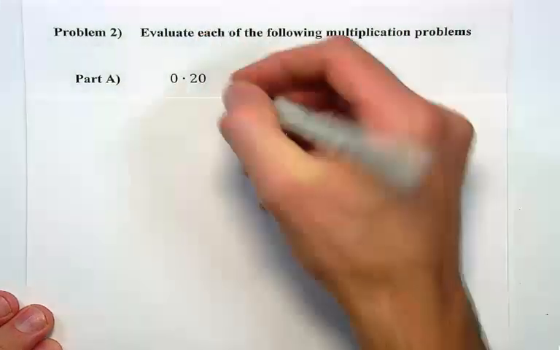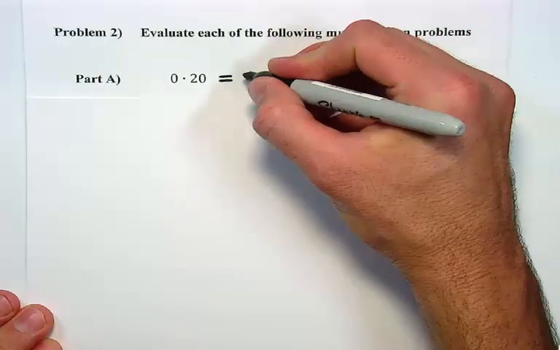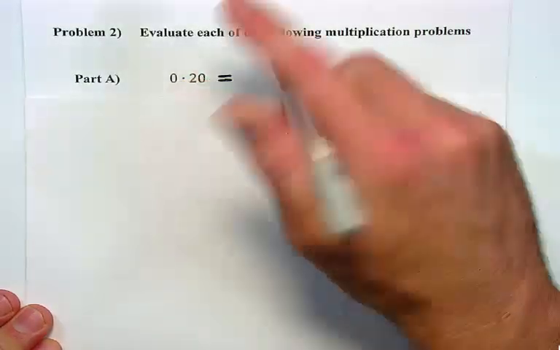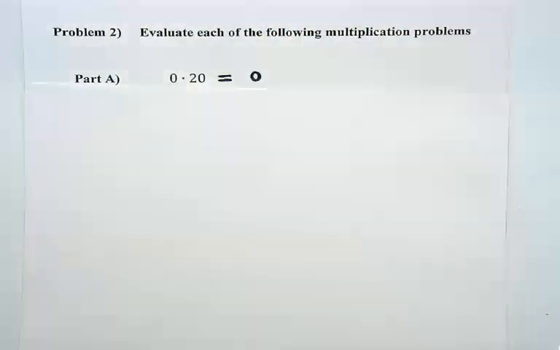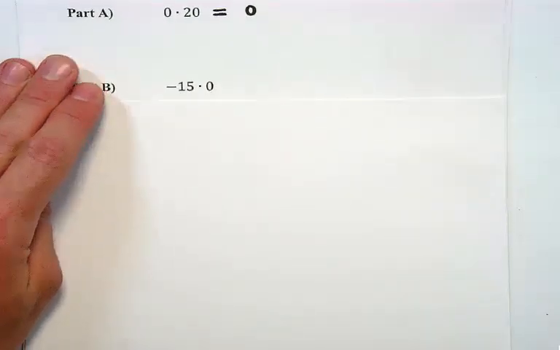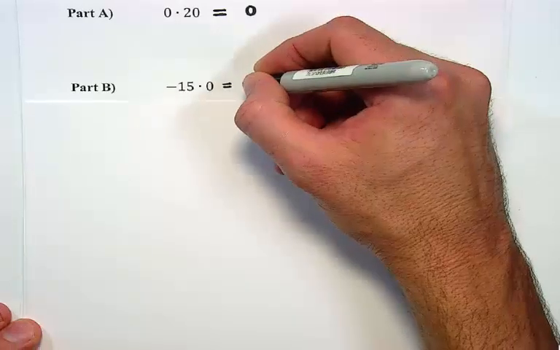0 times 20. We're probably familiar with the idea that when we multiply by 0, we annihilate the number we're multiplying. 0 times 20 is 0. Let's keep working through some examples. Here I want to evaluate the multiplication problem, negative 15 times 0. We know when we multiply by 0, we get 0 out.